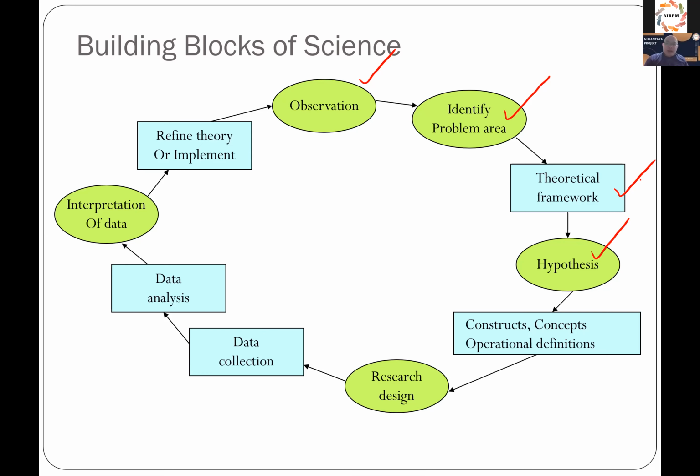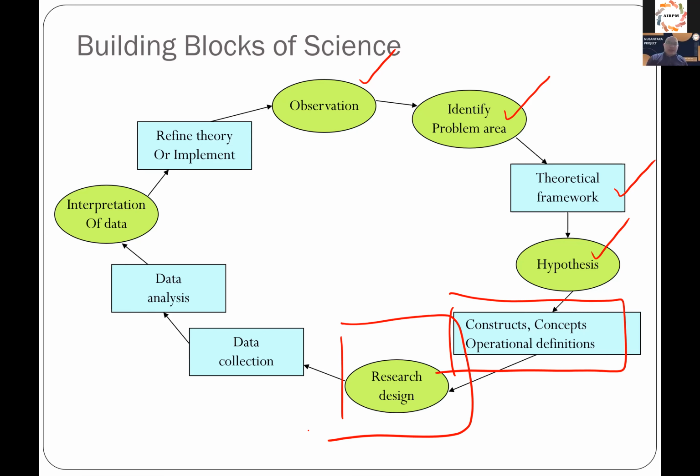Then from the hypotheses, we can start to collect data. But before you start to collect data, you need to define this first: what is a variable? What are the instruments used? After you have this, you design how to conduct the research. After you design it, you start to collect. You start to analyze. After you get the result, you give meaning to the result.